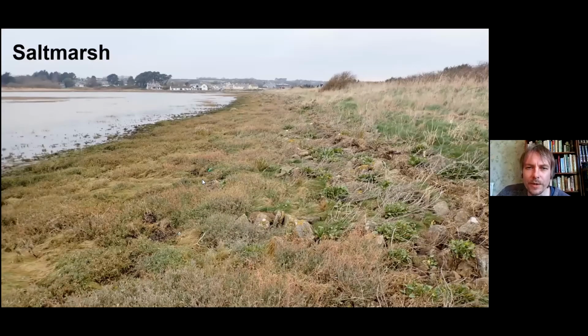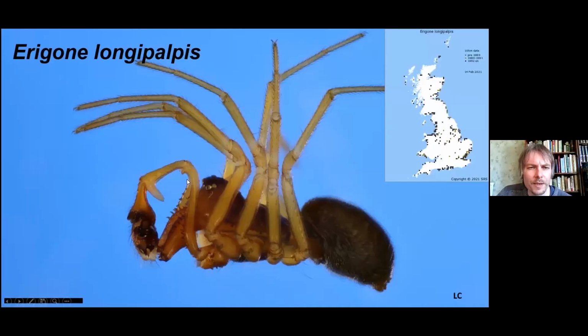Then we're going into saltmarsh, so a bit more structure to this habitat, more vegetation. We've got sea purslane grading through Festuca rubra up onto a coastal path. So this is on Anglesey. And even down here where the tide comes over, you'll be finding spiders. They won't be out on the mud flats, but where there's vegetation and under those rocks, you'll get some spiders. So you'll get beauties like this, Erigone longipalpis.